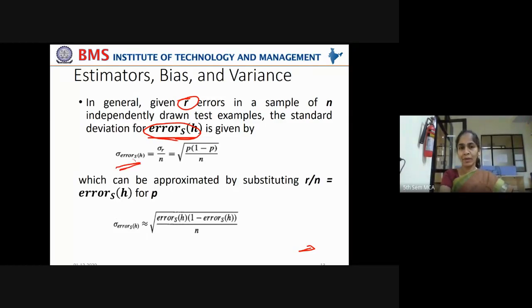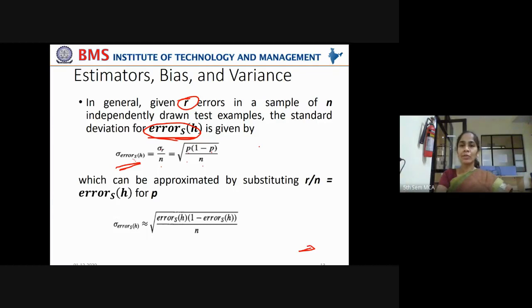Sigma of sample error is nothing but sigma of R by n, means the standard deviation of the prediction errors divided by the total number of new instances given to the machine learning model. That can be represented as square root of p into 1 minus p divided by n. This is the standard deviation representation that we have seen in the beginning sessions of this chapter. It is probability into 1 minus probability, the event's probability multiplied by the event's non-occurrence.